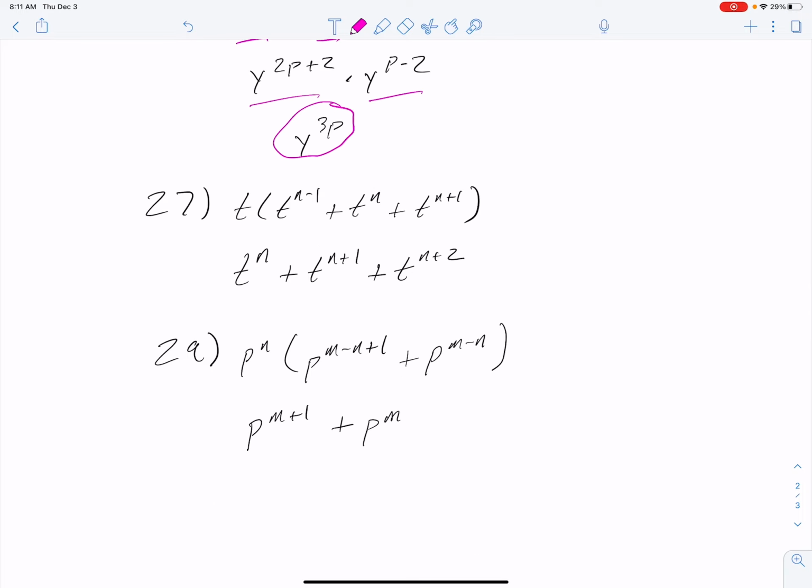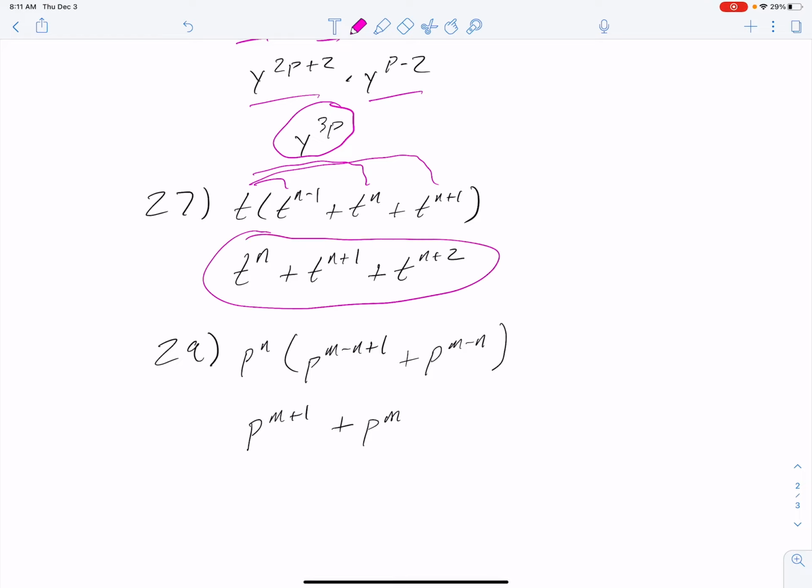And finally, I do some distribution following these same rules. So t times t to the n minus 1. 1 plus 1 gets me 0. N has no like term. T times t to the n, well, 1 and n are not like terms, so I get t to the n plus 1. And then finally, t times n plus 1 gets me t to the n plus 2, since 1 plus 1 is 2.